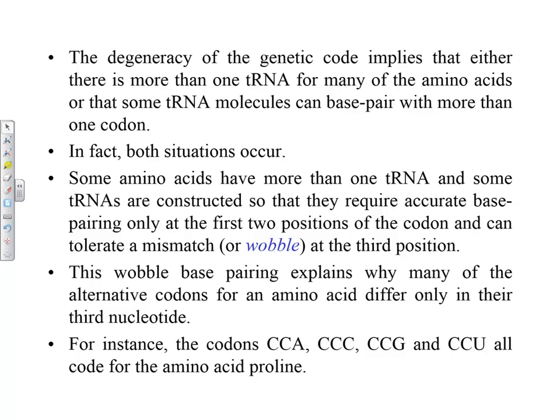Each codon is like three letters, okay? Only if the first 2 match, there is good base pairing, all right? Of the codon, and they can tolerate a mismatch or what is called a wobble at the 3rd position. This wobble base pairing explains why many of the alternative codons for an amino acid differ only in their 3rd nucleotide. For example, these codons CCA, CCC, CCG and CCU, all of them code for the amino acid proline.